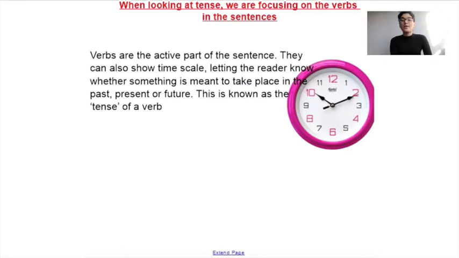Verbs are the active part of the sentence. They can also show timescale, letting the reader know whether something is meant to take place in the past, present, or future. This is known as the tense of a verb.